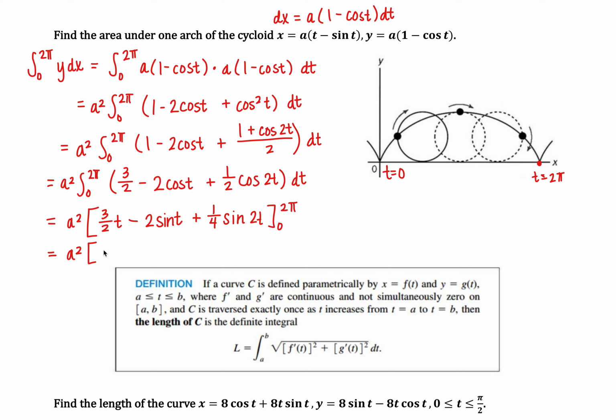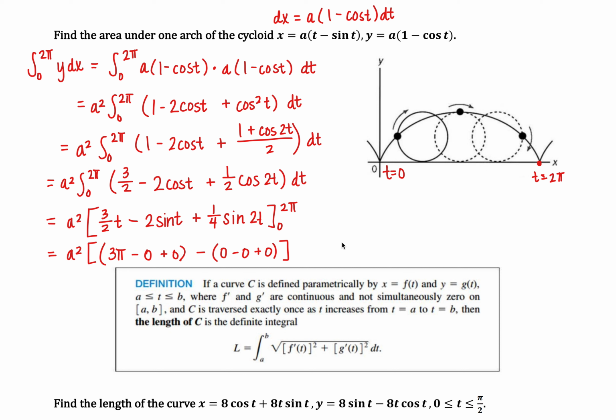So starting with the 2 pi, we've got 3/2 times 2 pi. So that's going to just be 3 pi. Sine of 2 pi is 0, so the next term here is a 0. Sine of 2 times 2 pi, so sine of 4 pi, that's also a 0. Now let's move to the 0. 3 halves times 0 is 0. Sine of 0 is 0. Sine of 2 times 0 is still 0.